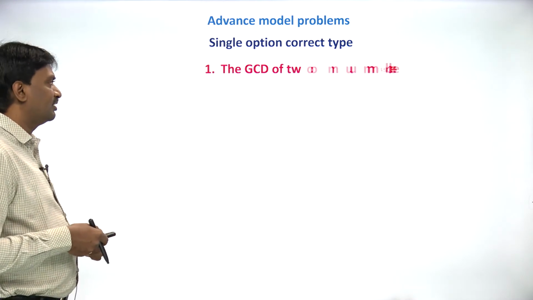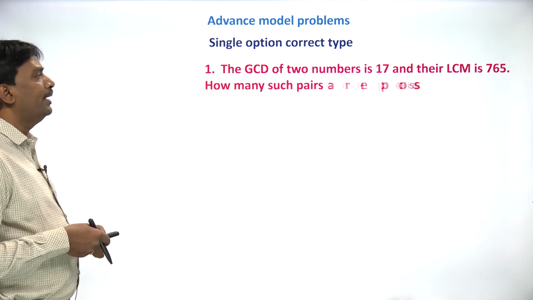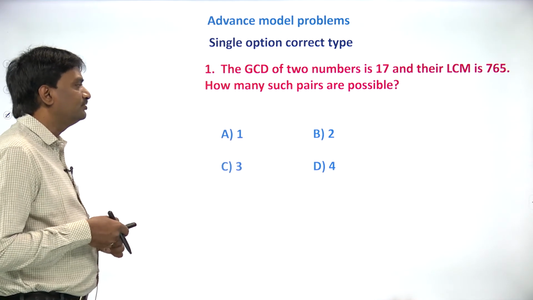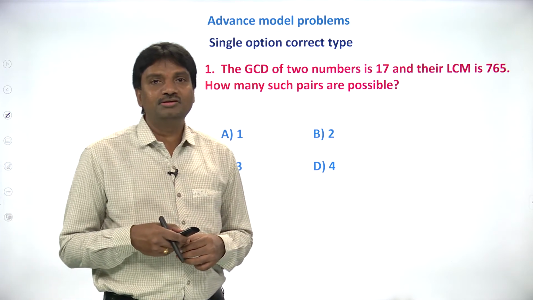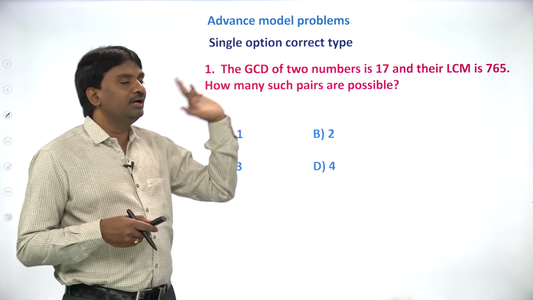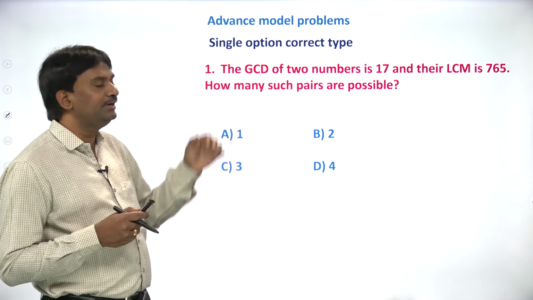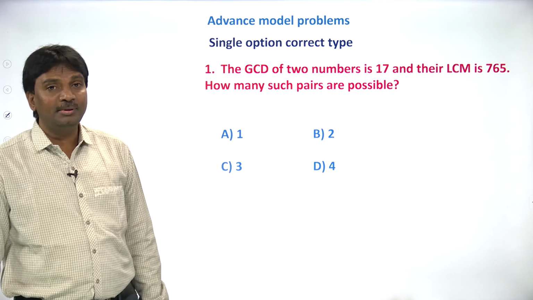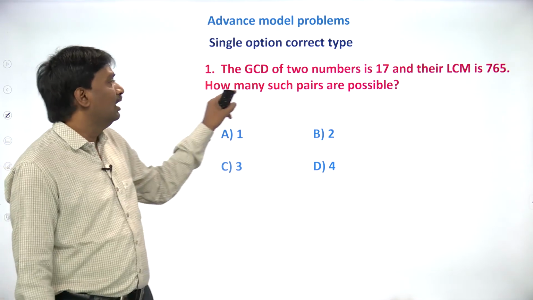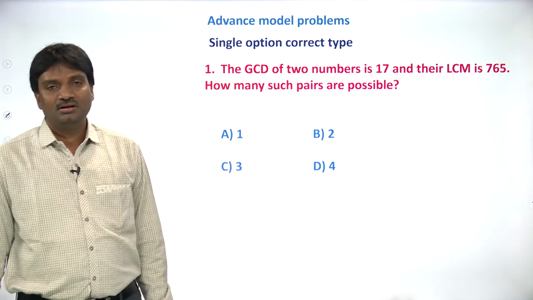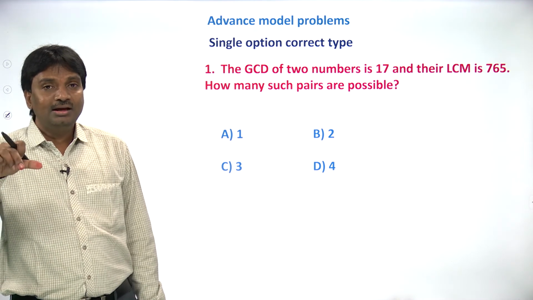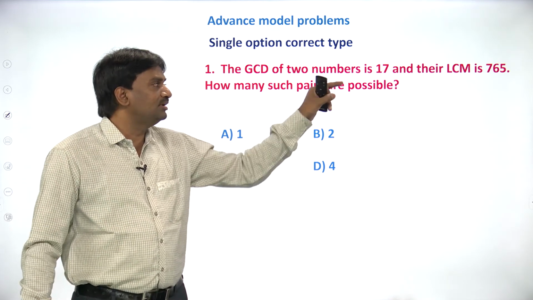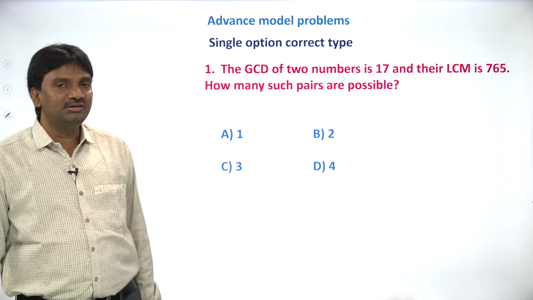Now look at the first problem. The GCD of 2 numbers is 17 and their LCM is 765. How many such pairs are possible? Here the GCD of 2 numbers is given as 17. GCD is nothing but HCF, and their LCM is given as 765. So here you have to find the number of pairs such that the GCD of those 2 numbers is 17 and their LCM is 765.